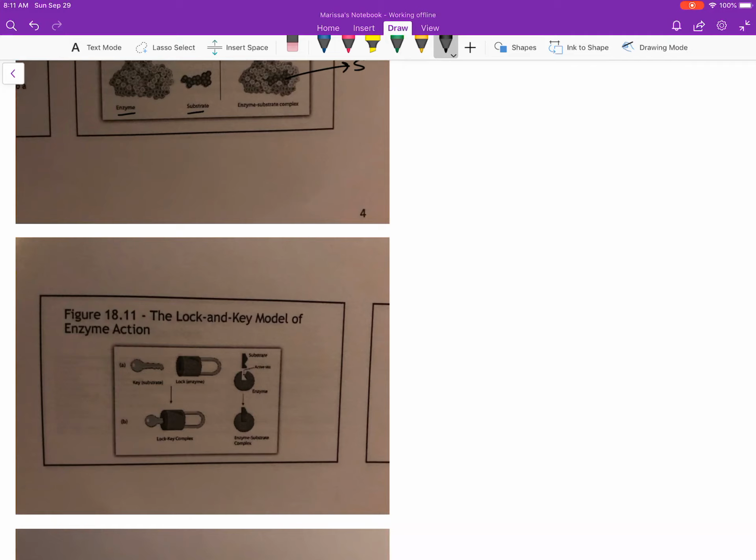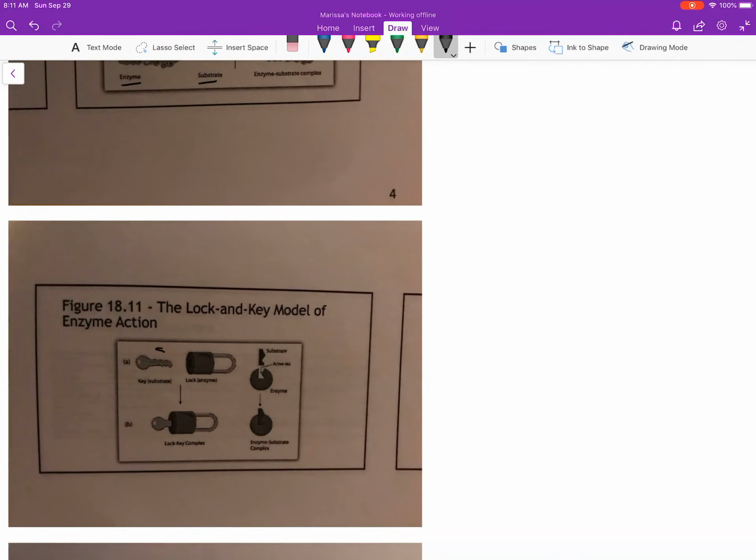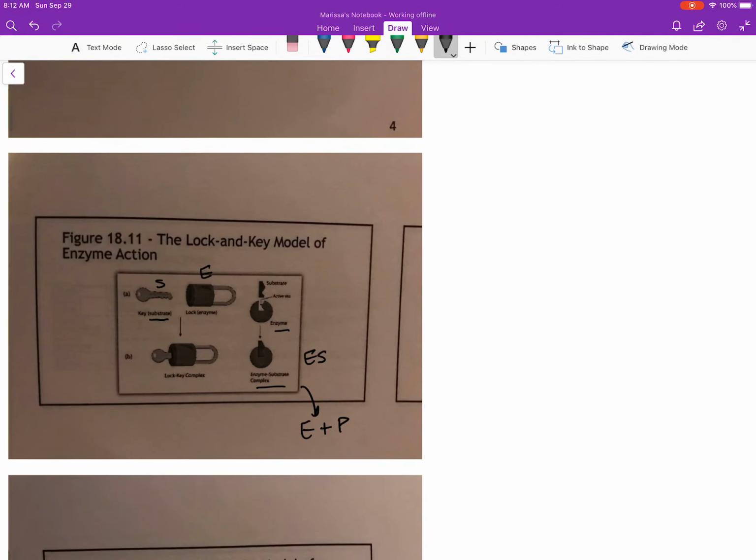Now, we have the lock and key model. So if you see here, this is the key, which is our substrate, and the enzyme, which is our lock. The substrate can fit inside the active site, and therefore it unlocks. It makes a complex right there. And then when it unlocks, that is the production of the enzyme plus the product, which is the unlocked lock.